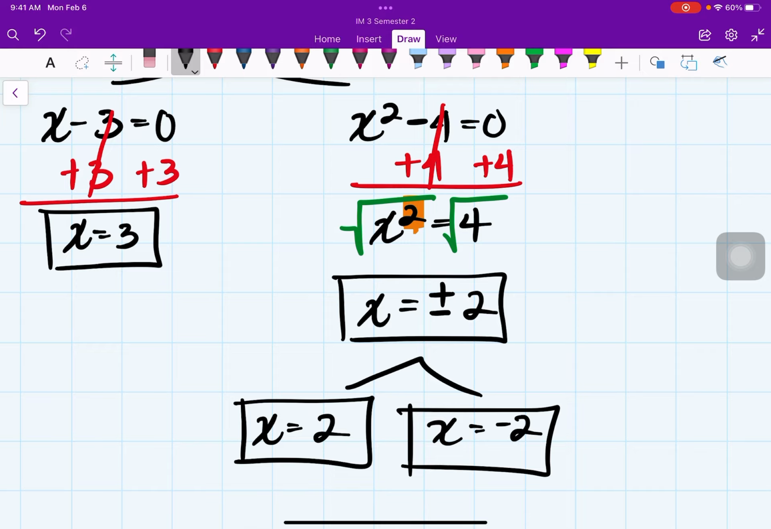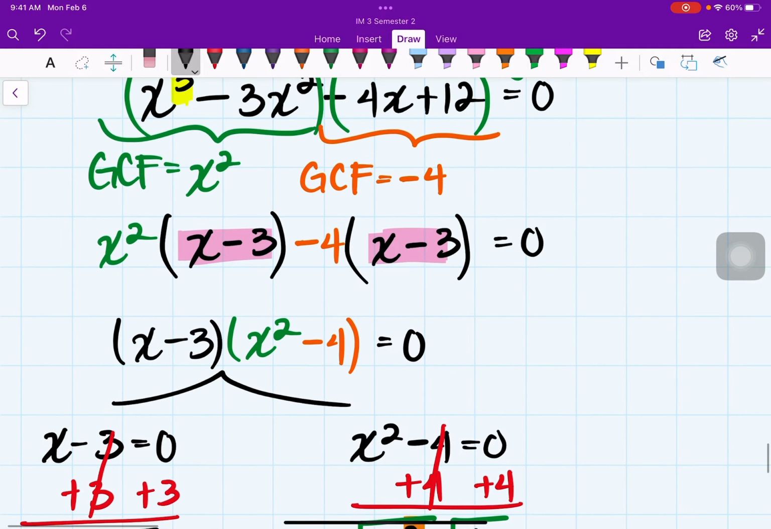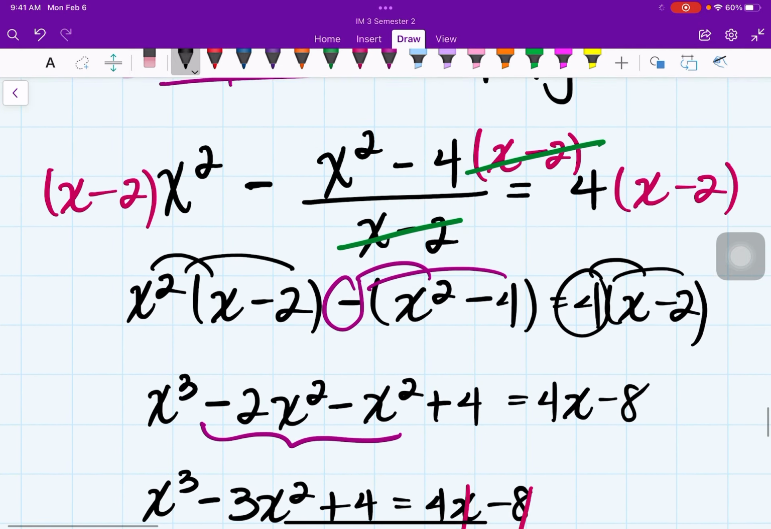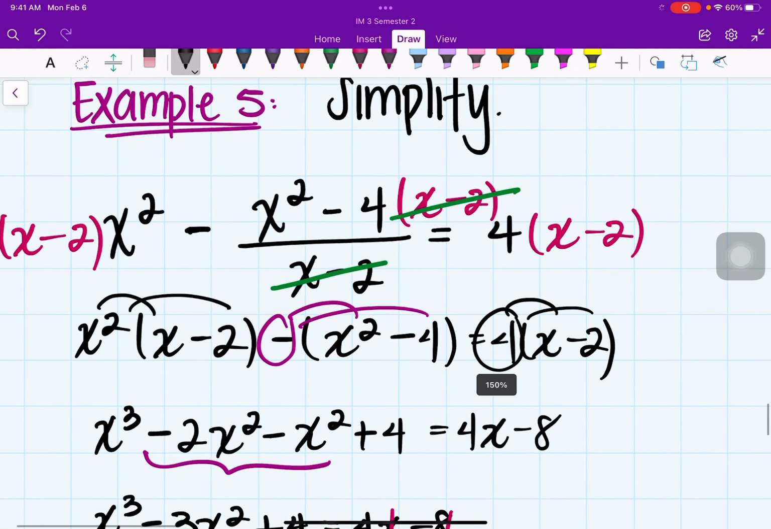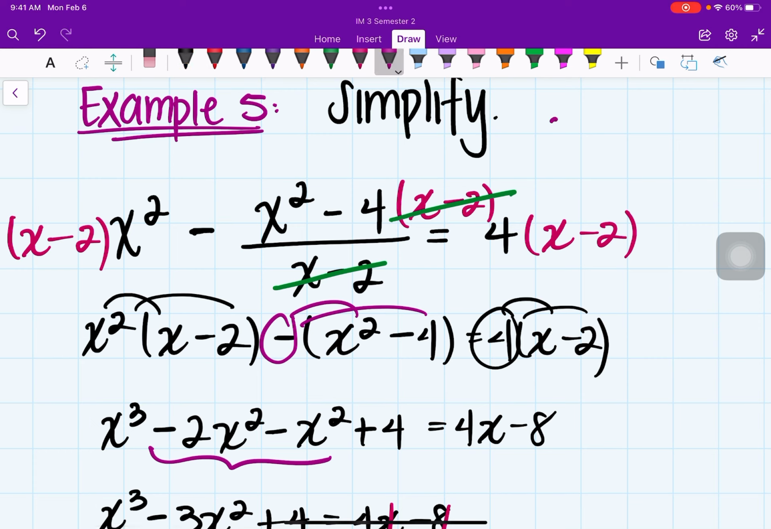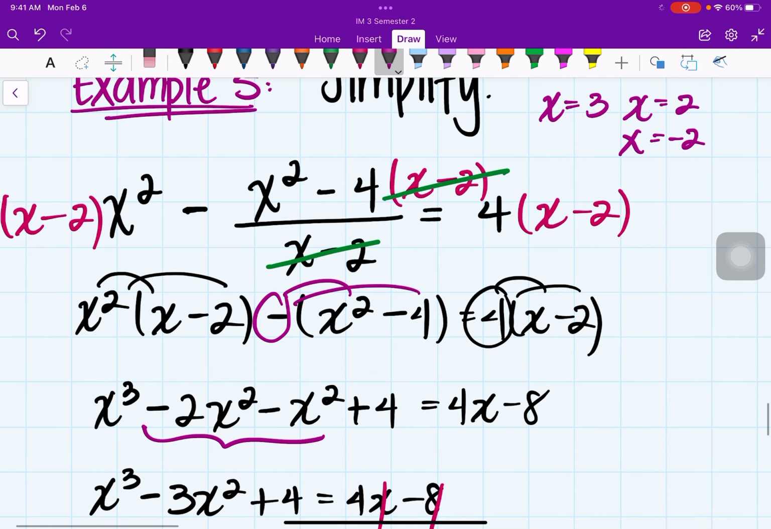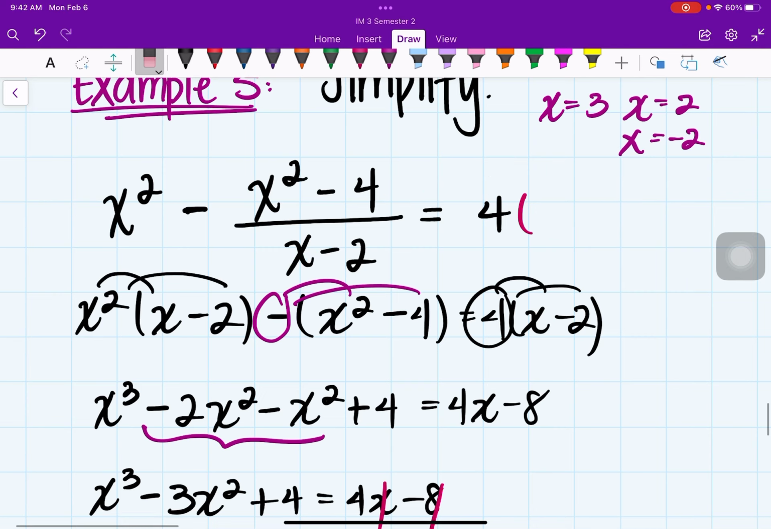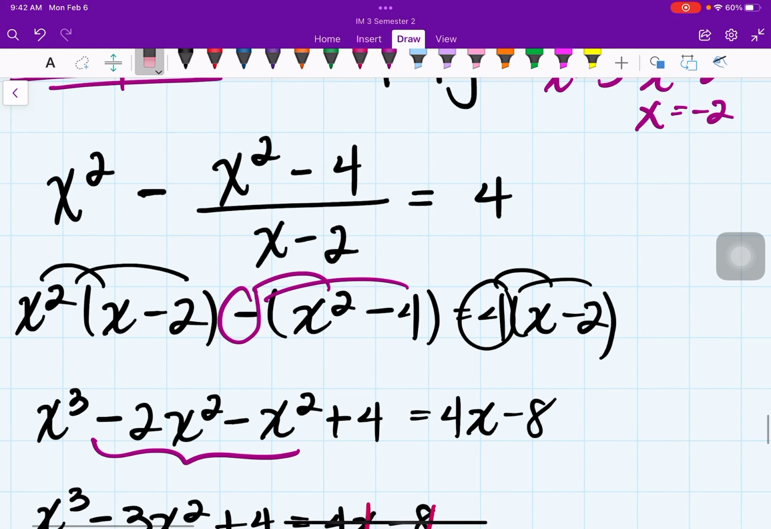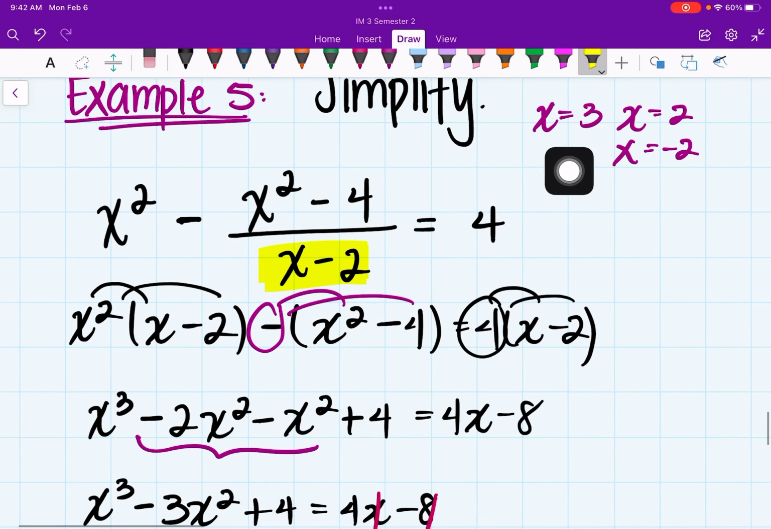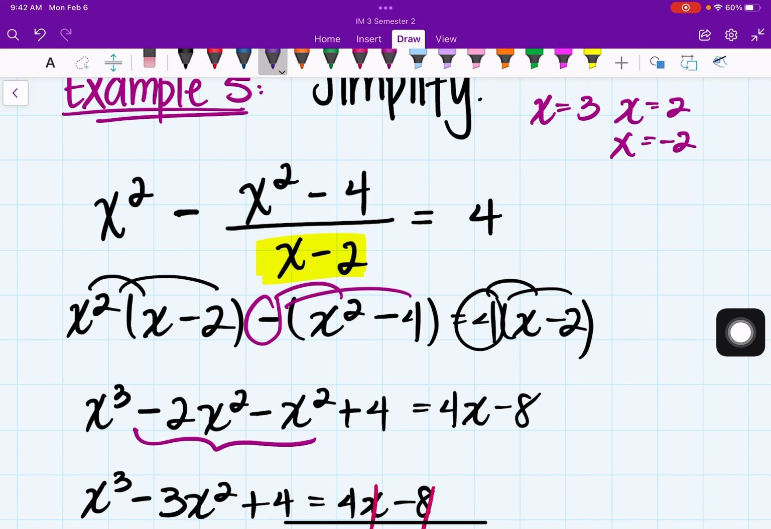Because they could all be a solution. Maybe some don't work. So I have x equals 3, x equals 2, and x equals negative 2. So let me erase this. This was our original equation. Now, I have to check with the denominator which value is going to make that a 0. If I input the 3 there, that's actually going to be a 1. I'm good with that one, so that one's good.